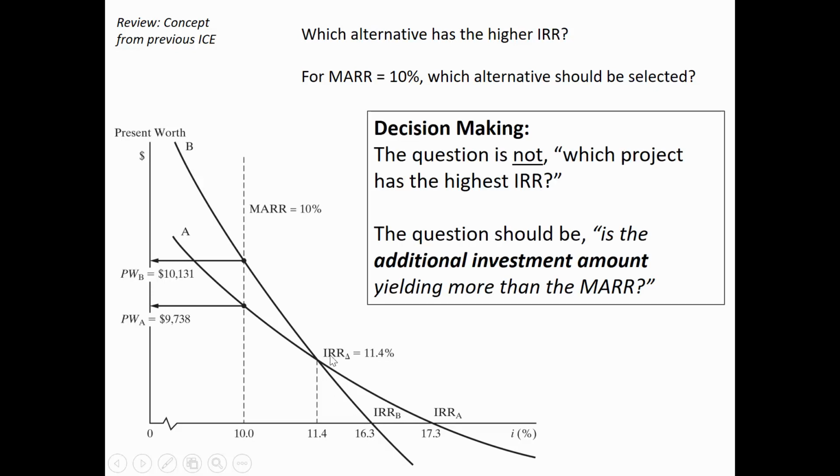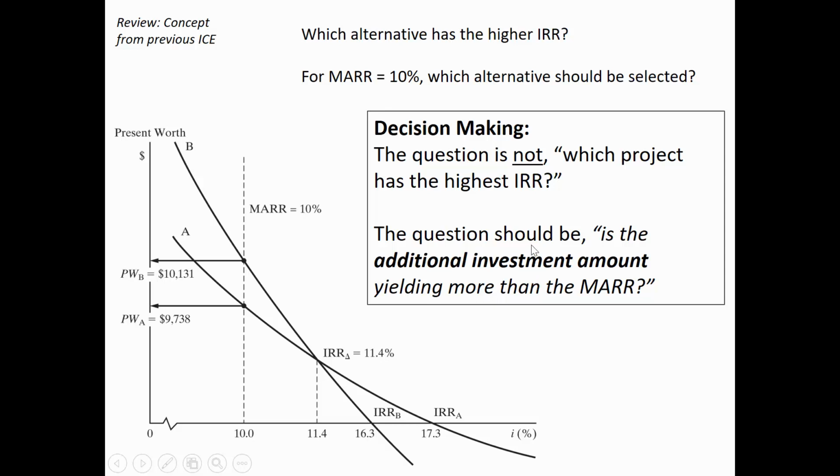So for decision making, what you should be asking isn't which project has the highest internal rate of return. The internal rate of return you can use for initial screening. But if you want to use this idea for decision making, then what you need to analyze is the difference between the two options. So the question for decision making should be, is the additional investment amount yielding more than the MAR?